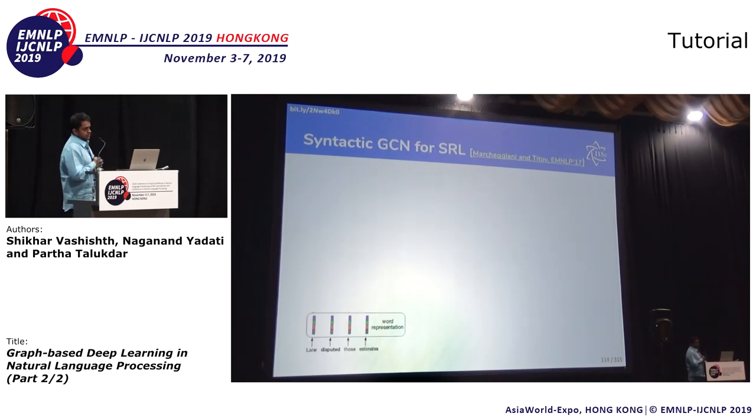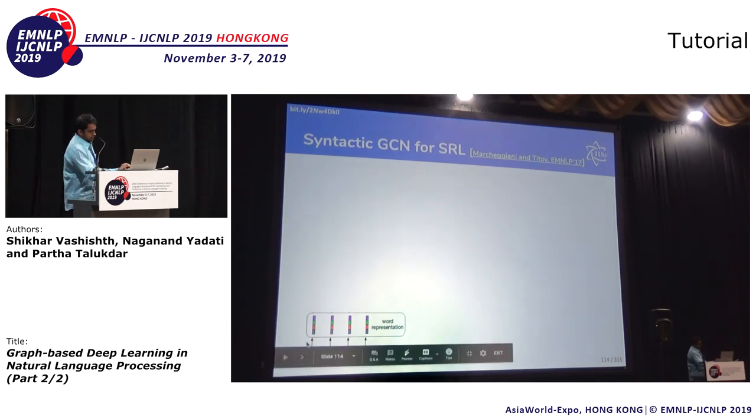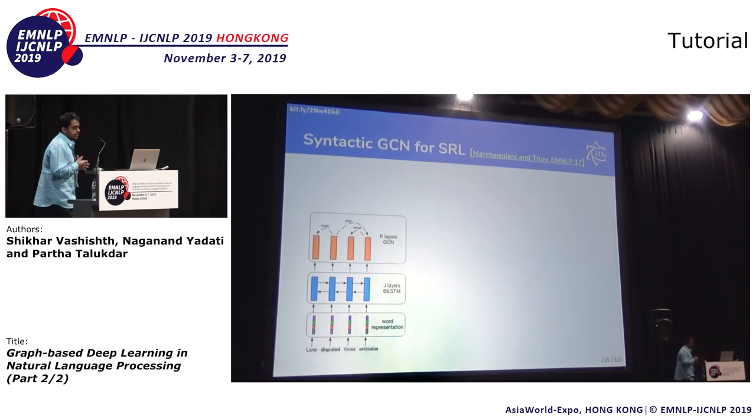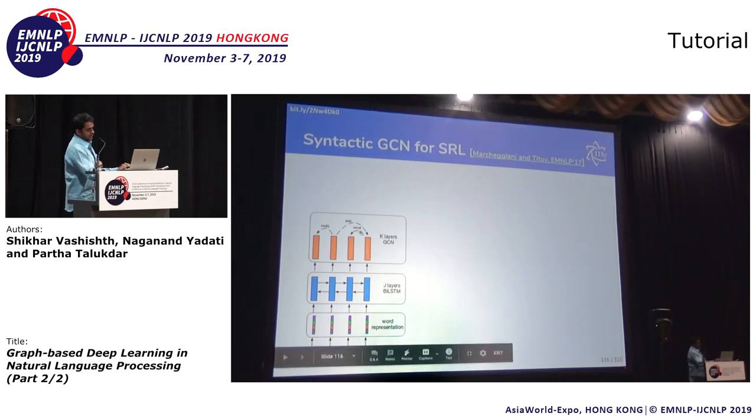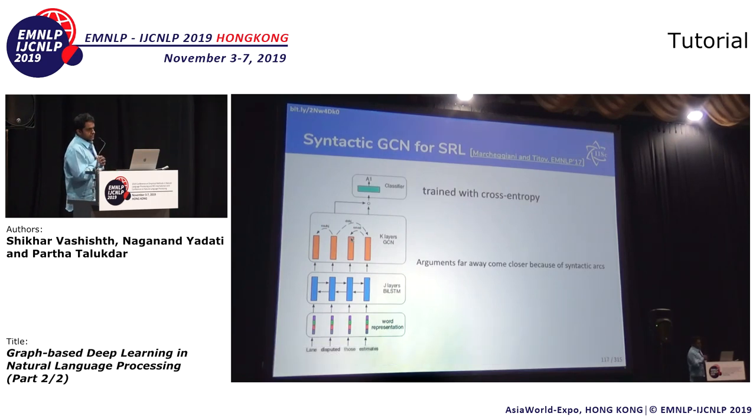So let's see how this is used for SRL. We have the input sentence, Lane disputed those estimates. So we get initial word embeddings for this sentence. And then these word embeddings are passed to a BiLSTM layer, which gives us contextual representations. And then these embeddings are further refined by a GCN layer, which is run on the syntactic dependency graph, right? Now the output of this GCN layer is actually used for semantic role labeling, which is essentially a simple classifier. And this is trained with cross entropy loss, right?